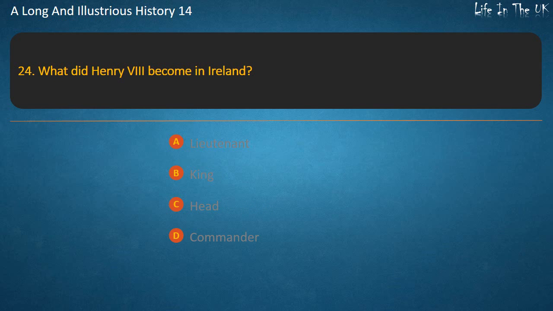Question 24. What did Henry VIII become in Ireland? Lieutenant. King. Head. Commander. Answer. King.